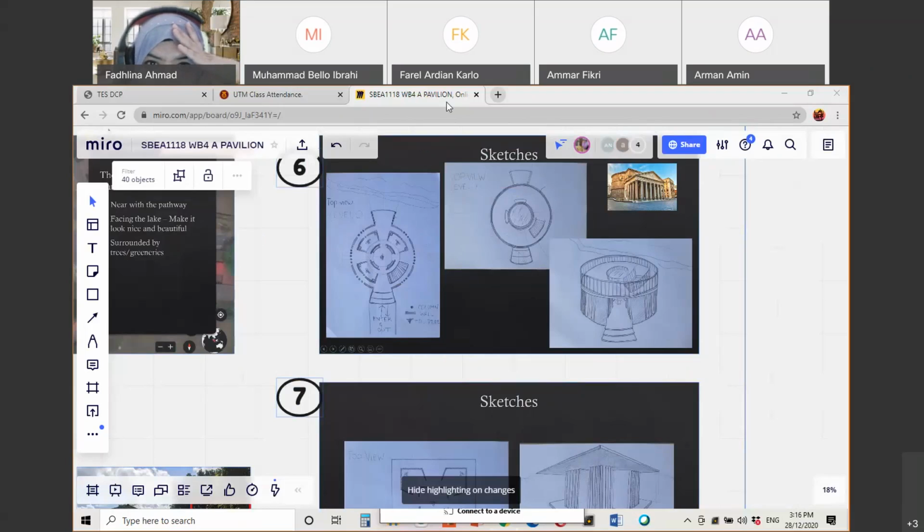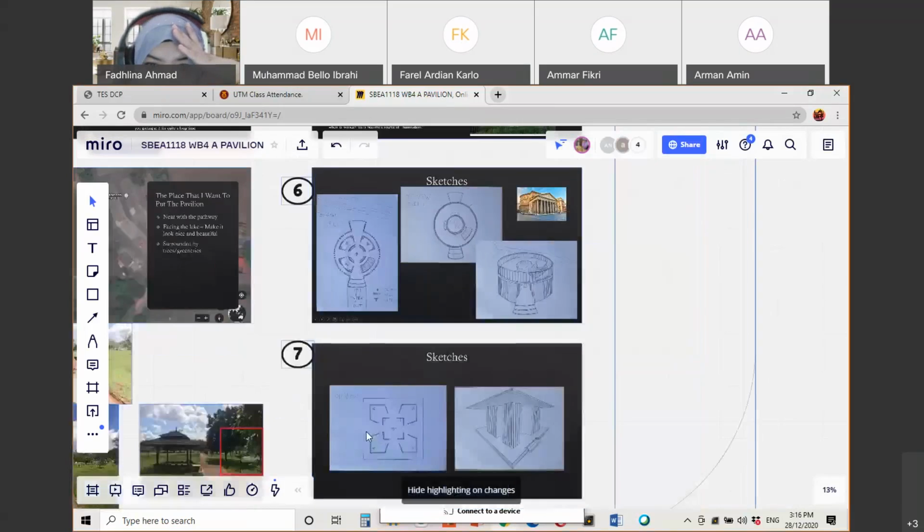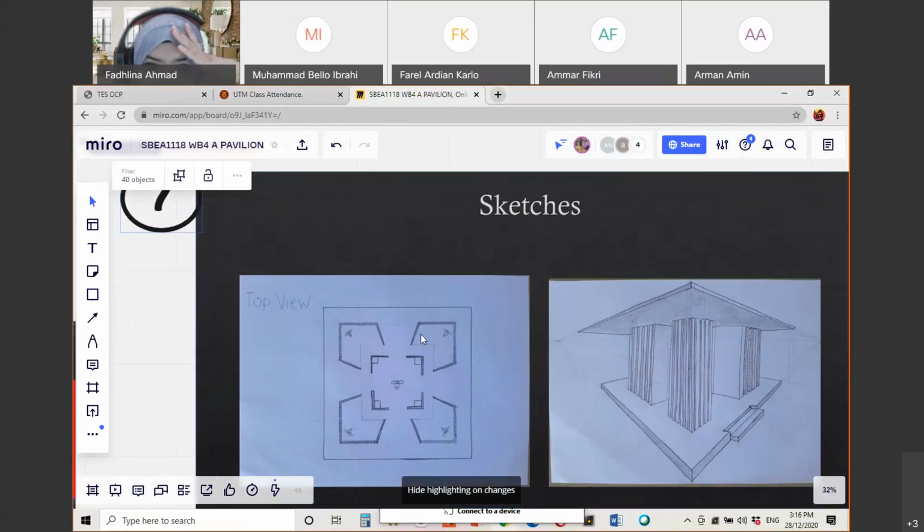And the second one? The second one, number 7. This one is your option, right? Yes, I think the circular shape may be more difficult to make, so I changed it to more rectangular, and the idea came like this. And this one is one story, because I decided to make one story, and you can see the perspective drawing sketches there.